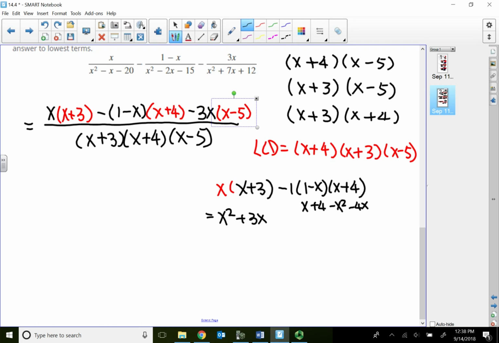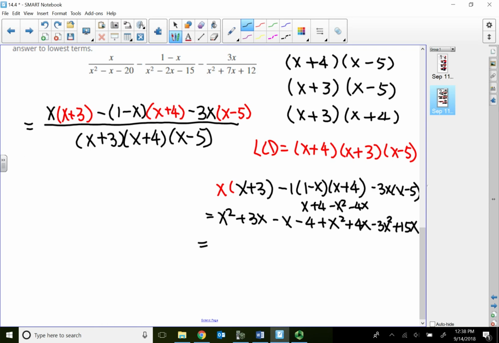All right, so now use a negative 1 to do distribution. I'm not going to combine like terms, I'm going to do it in just a minute. So that will be negative x minus 4 plus x squared plus 4x. My last term is negative 3x times x minus 5. So another distribution that will give me negative 3x squared plus 15x.